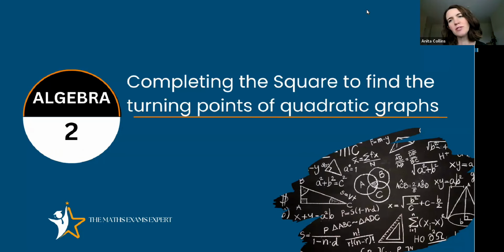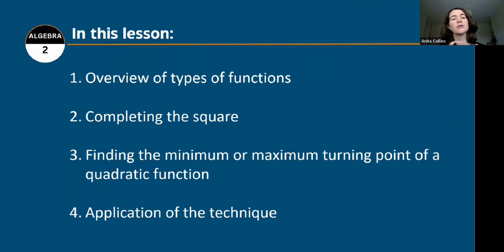So in this lesson, we're going to look at completing the square to find the turning points of quadratic graphs. The reason this is such a big lesson is that we're going to learn how to complete the square, but we're going to use that skill and link it with lots of other different parts of the course. So you can see here, the first thing we're going to do is get an overview of the different types of functions, which isn't strictly speaking completing the square, but we're going to tie the whole lot together.